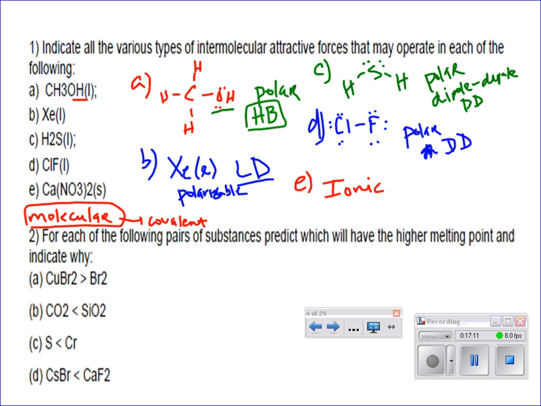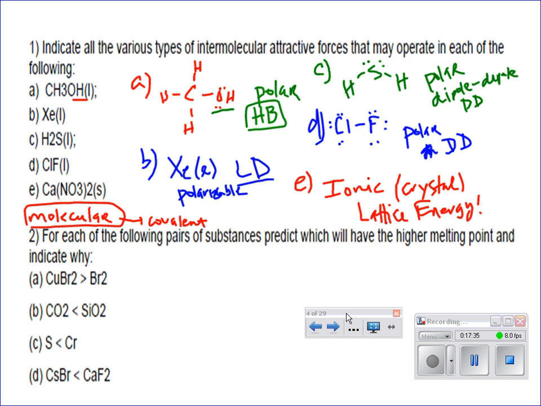Since it's ionic, what's holding it together? What's holding the crystal together? Yes, lattice energy. Muy bueno. Got it? So that's how you identify intermolecular forces. Practice, practice, practice that.